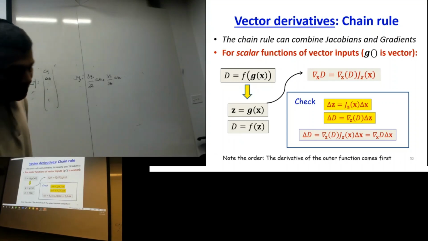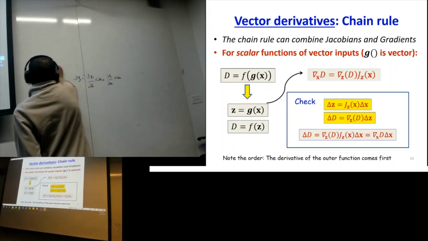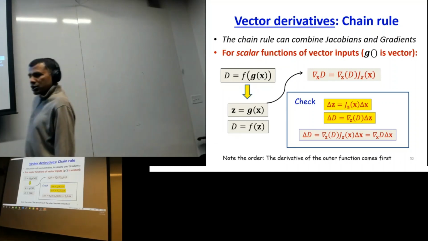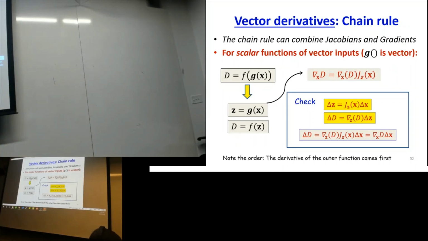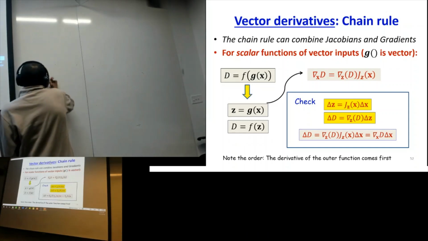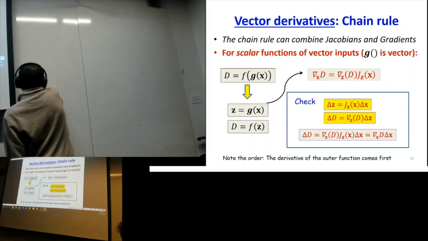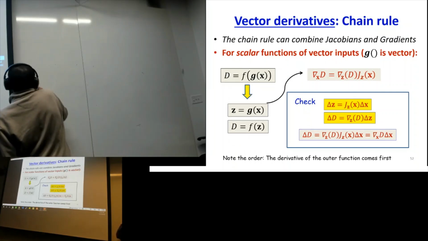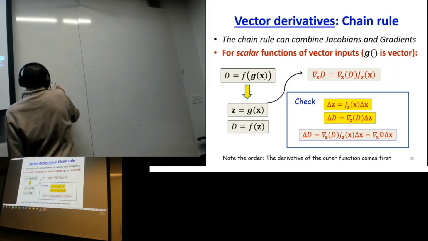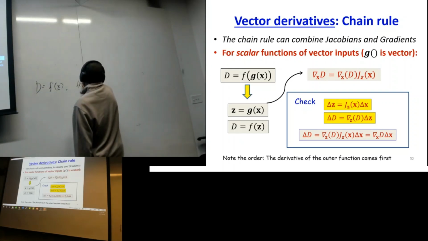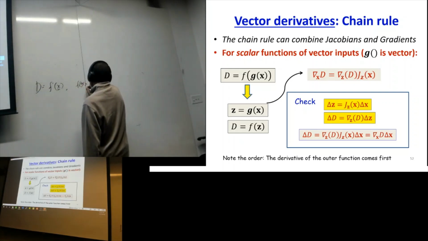Now here's an important thing to note in all of these. If I have a function, let's say I have capital D equals f of x, or f of g of x, or any kind of nesting.